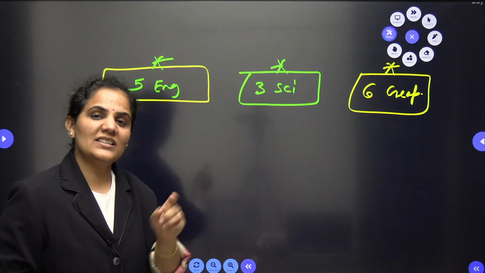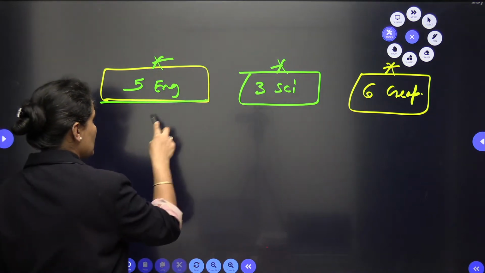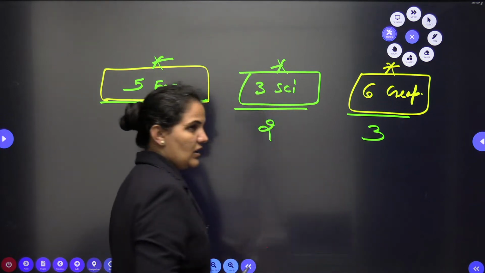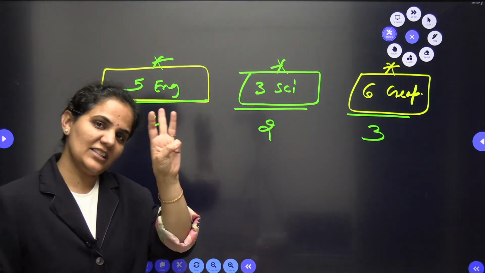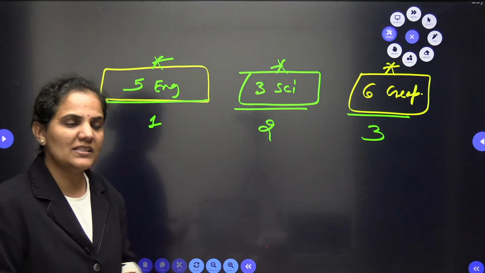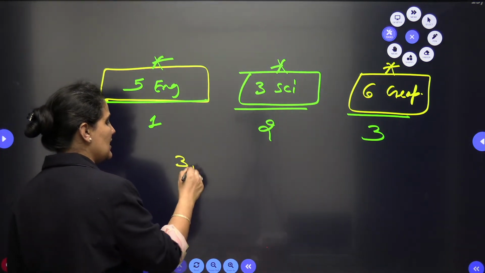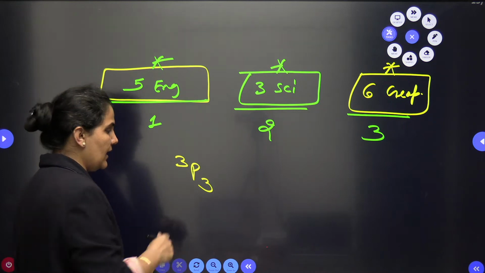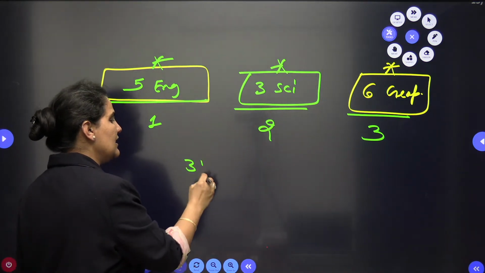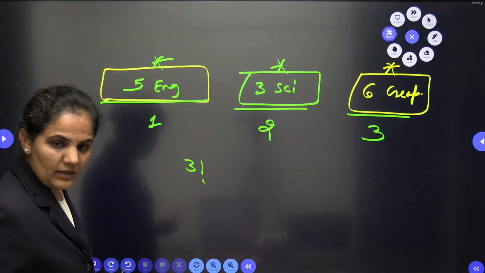We need to arrange 3 bundles. So this is the first position, this is the second position, this is the third position. So in the shelf I am having 3 places. I need to arrange these 3 bundles in 3 places. So first of all it will be 3P3. 3P3 means, ma'am, internal arrangement of these 3. Yeah, exactly. So 3P3 means 3 factorial.